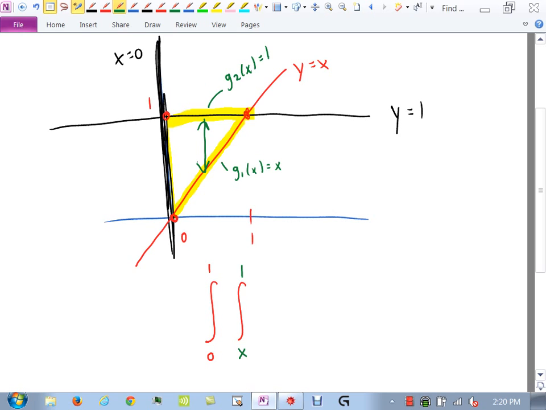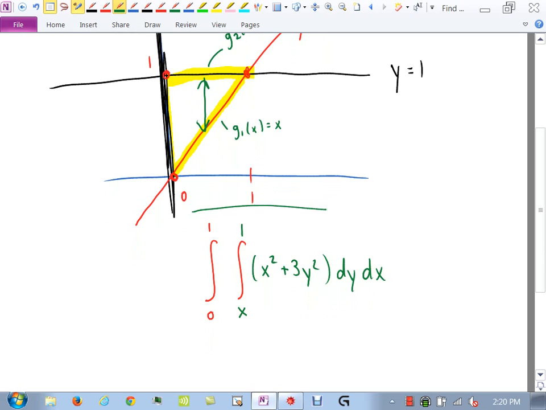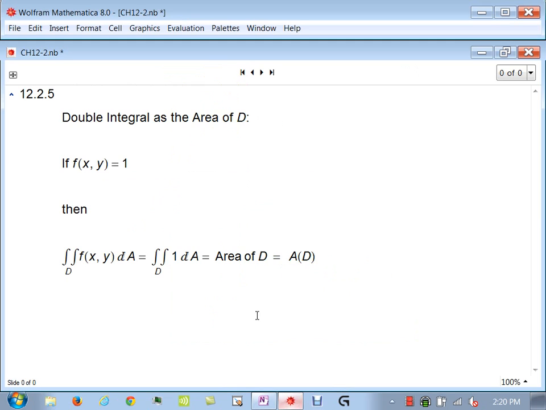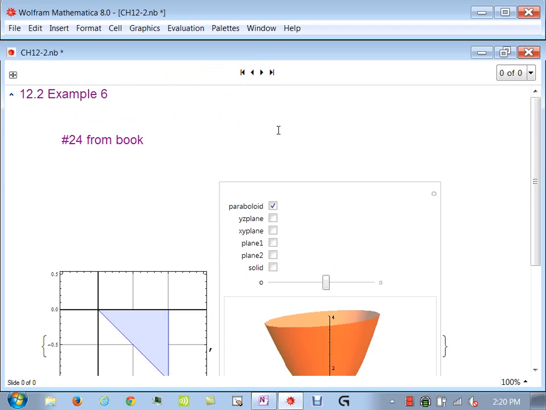Do y'all see that? And I'm integrating x squared plus 3y squared dy dx. That's it. Pretty straightforward integration on that one. I believe I have that.